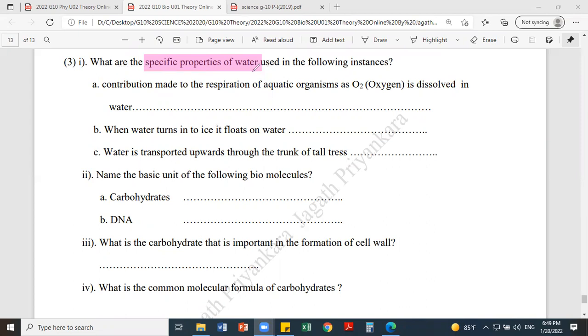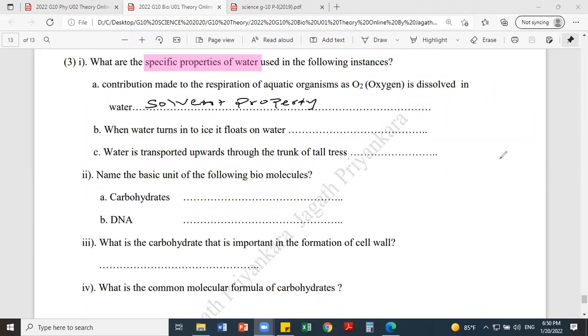As a good solvent or solvent property. What are the specific properties? So you write solvent property, or you can write good solvent. The next one: when water turns into ice, it floats on water. What is that called? There are 4 specific properties of water.